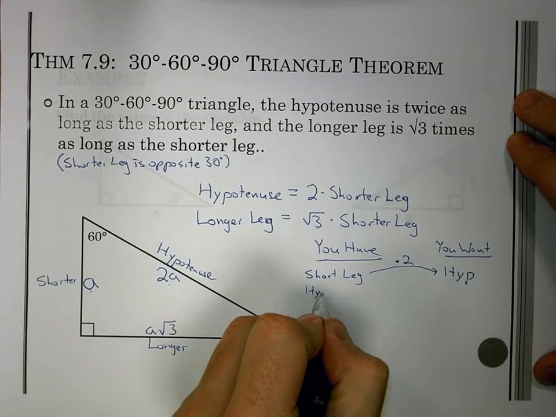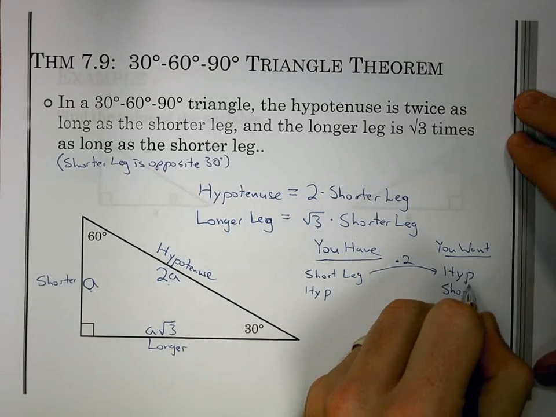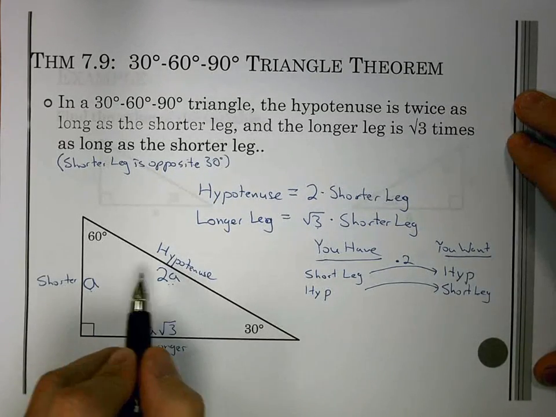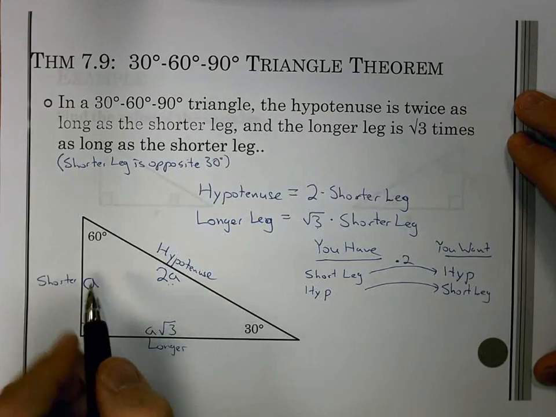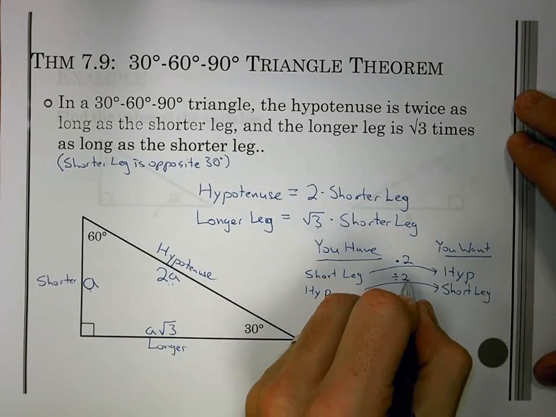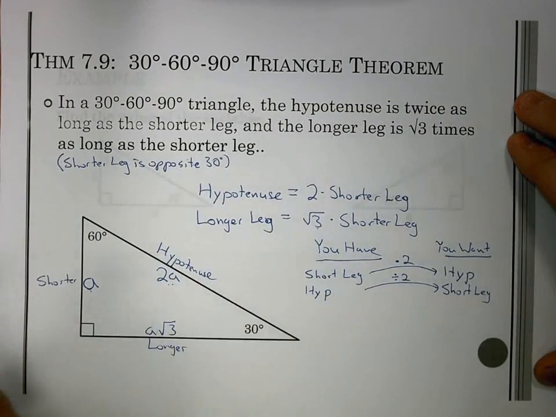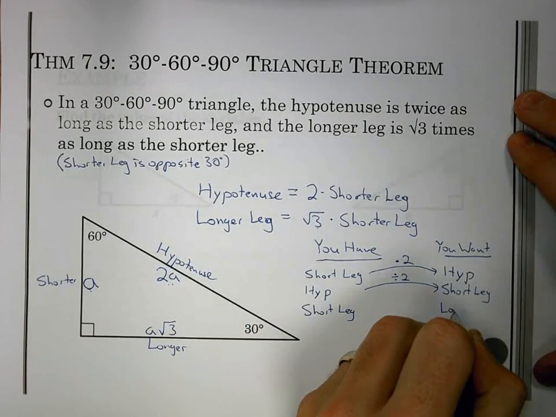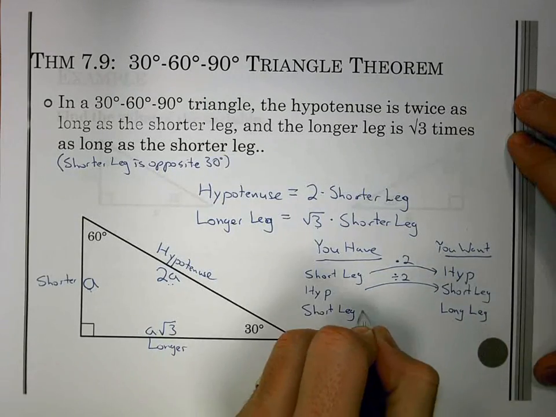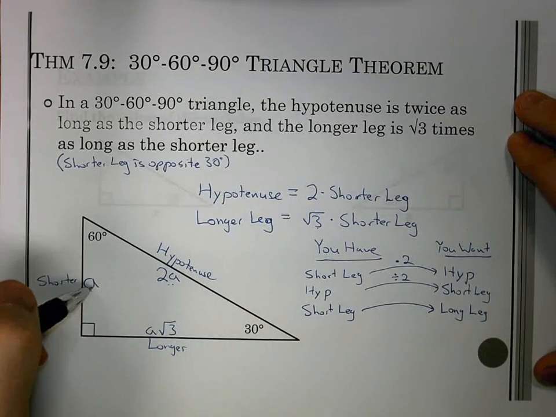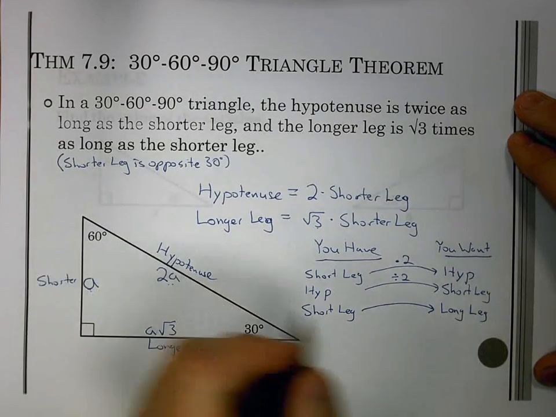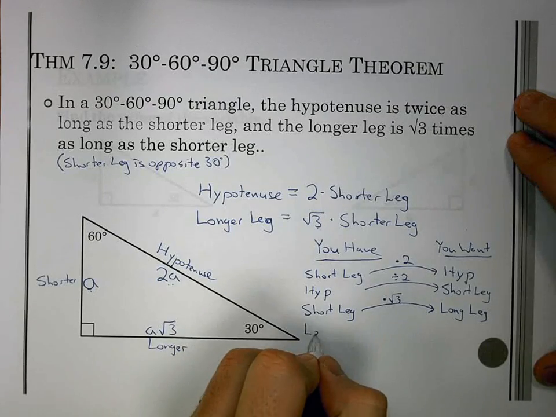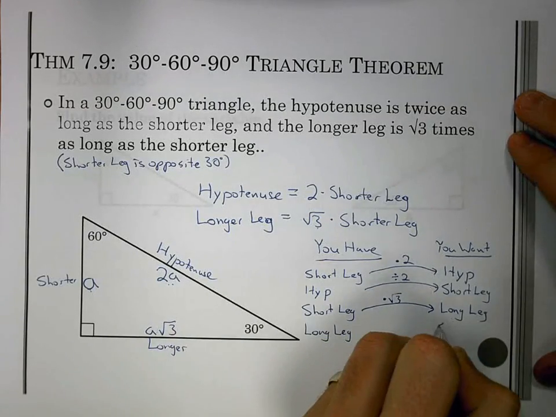Let's do the opposite of that. Let's say we have the hypotenuse and we want the short leg. So that means I'm at 2A. I go back to A. To get from 2A to A, I have to divide by 2, or just do the opposite. Okay, let's say I'm at the short leg, and I want the long leg. I'm at A. I want to go to A root 3, so it's multiply by root 3. We'll do the opposite, the long leg to the short leg.